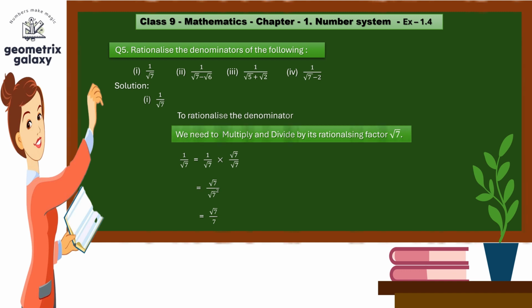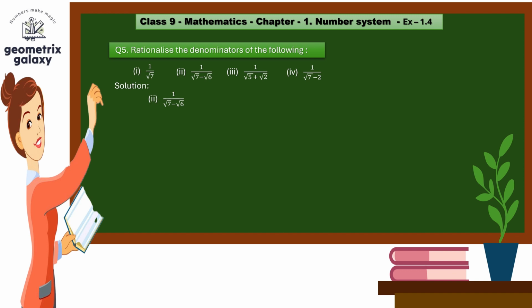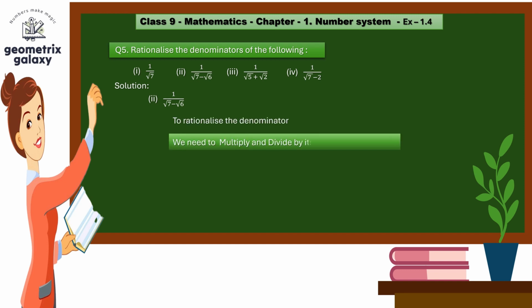The second subdivision is 1 by root 7 minus root 6. So what is the conjugate of root 7 minus root 6? Yes, you are right. The conjugate of root 7 minus root 6 is root 7 plus root 6. Let us now start solving by multiplying and dividing the conjugate root 7 plus root 6. In the numerator, 1 into root 7 plus root 6 is equal to root 7 plus root 6. In the denominator, root 7 minus root 6 into root 7 plus root 6 is root 7 square minus root 6 square. The numerator remains the same, but in the denominator we will get 7 minus 6.